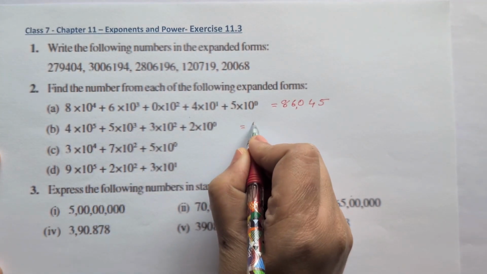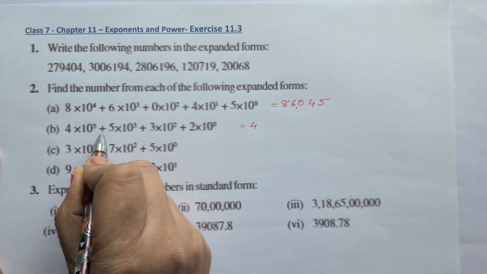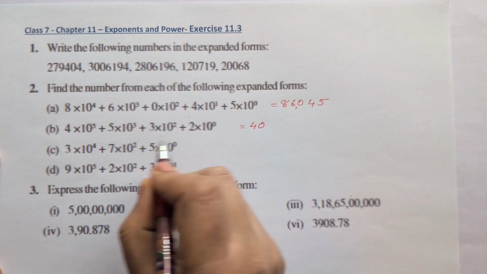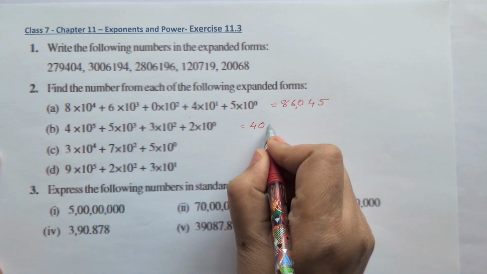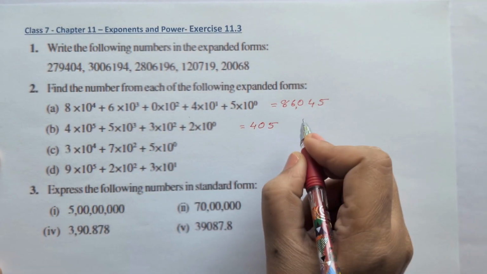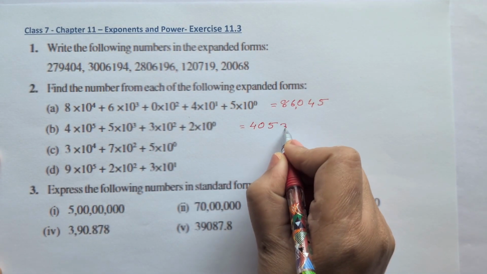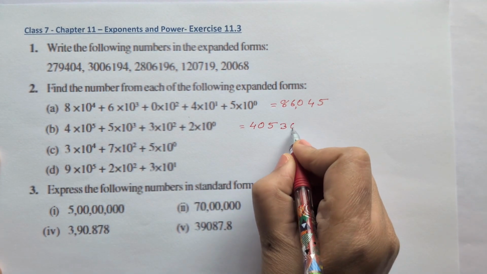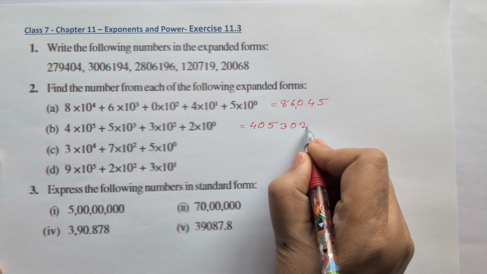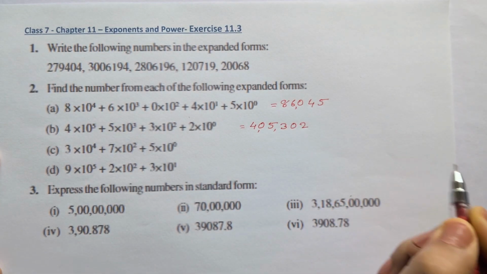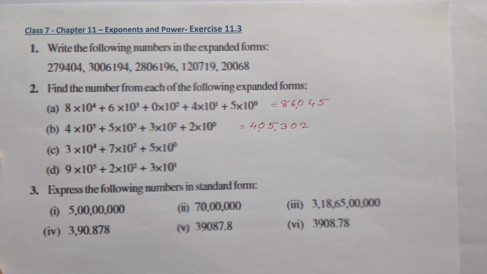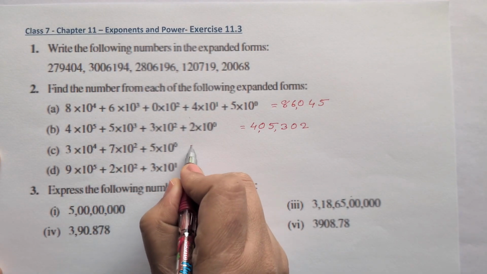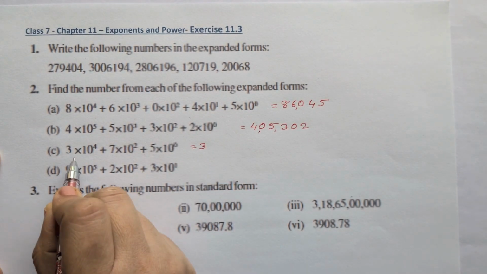Here 10 raised to 5 is there, 4 is missing. So when we are writing here 4, then 10 raised to 4 is missing, that means 0. Then 10 cube, that 5, and 10 square is there, 3. Then 10 raised to 1 also is missing, that means 0, then 2. So the number it will come 4,05,302.